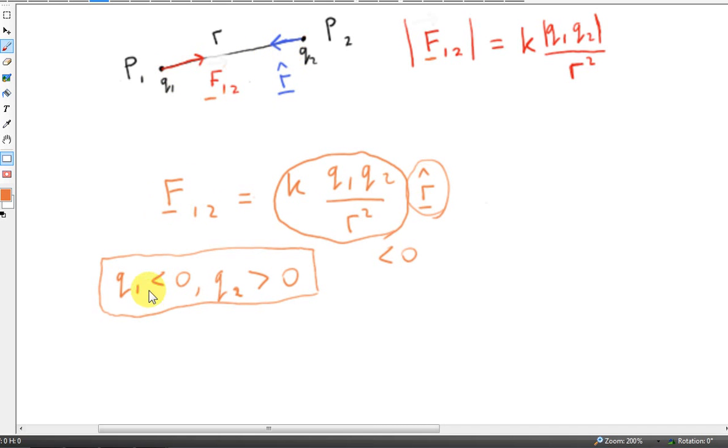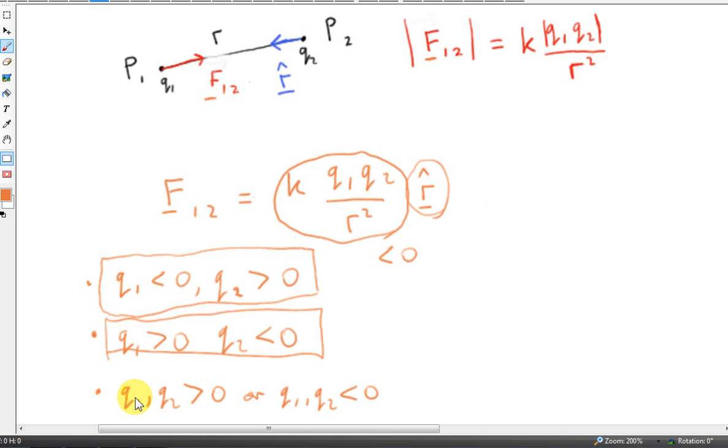Now if we reverse these charges, if say Q1 is positive and Q2 is negative, then of course we'll have the same situation. We will have a force of attraction between the charges. So F12 will be in the direction shown here. So these two cases essentially give us the same direction for F12.